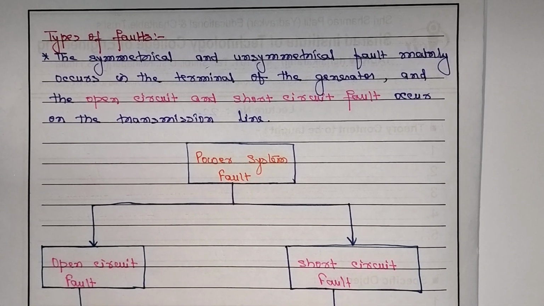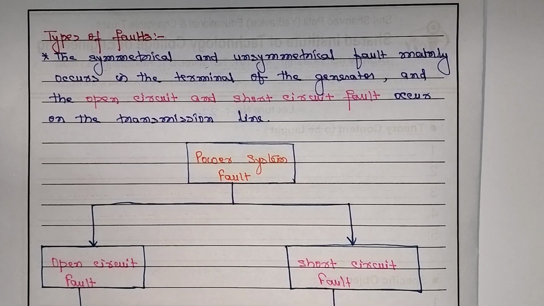In this video, I will discuss the types of faults in a power system using this easy to follow flow chart. Before going to the deep discussion about the different types of faults in the power system, the symmetrical and unsymmetrical faults mainly occur at the terminal of the generator, and the open circuit and short circuit faults occur on the transmission line. This is the basic thing that we should know.